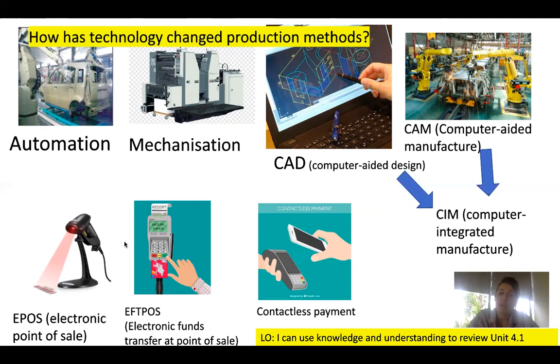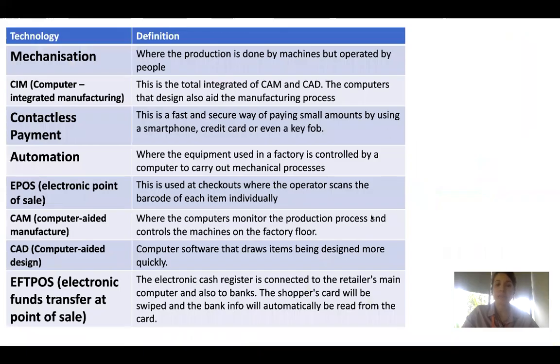Then three that you have probably seen as well is electronic point of sale. So when you have a very quick way of checking what you are selling, this also can affect the inventory numbers in your register. We've got the electronic funds transfer at point of sale when you use a card machine. And we've also got contactless payment in some countries where you don't even need to touch the monitor to transfer payment. There are some definitions if you want to pause the video.